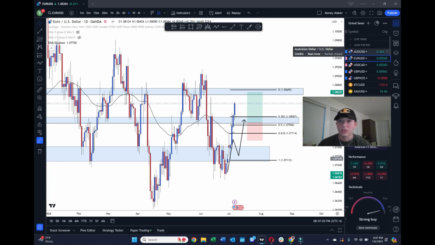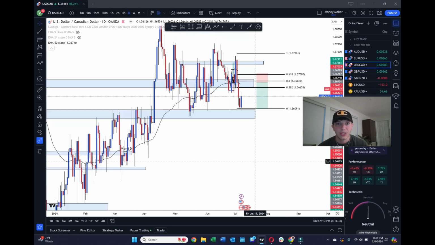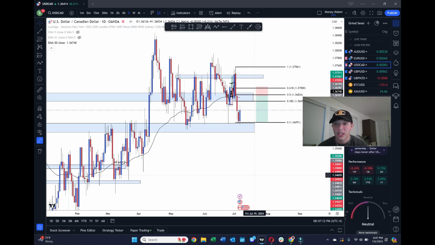AUDUSD, we're looking for longs. EURUSD, we're looking for longs. USDCAD now, we're looking for shorts, right? Really, really good confluence that a lot of these pairs are lining up super well with each other and against each other, when they are in sync and also opposites, right?